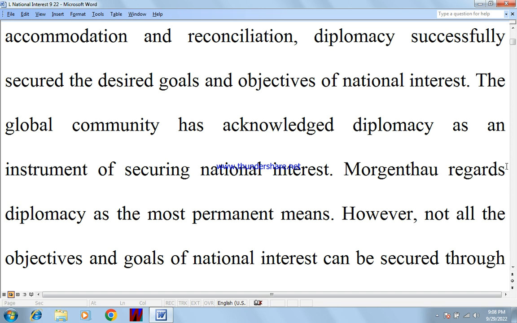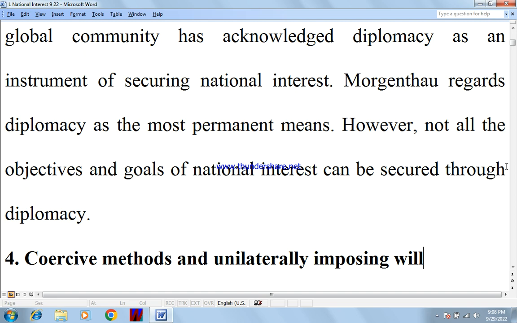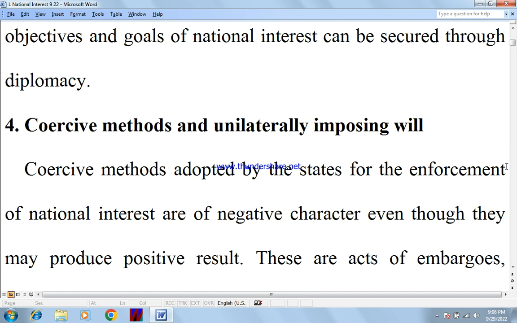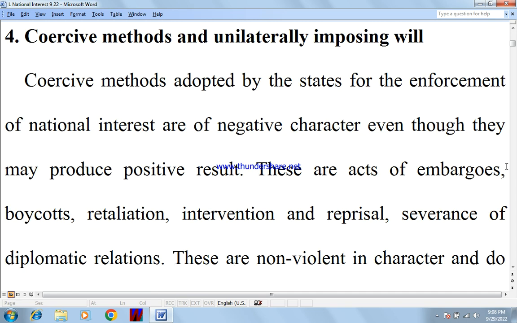Morgenthau regards diplomacy as the most permanent means. However, not all the objectives and goals of national interest can be secured through diplomacy. Number 4, the fourth method is coercive methods and unilaterally imposing will. Coercive methods adopted by the states for the enforcement of national interest are of negative character, even though they may produce positive results.